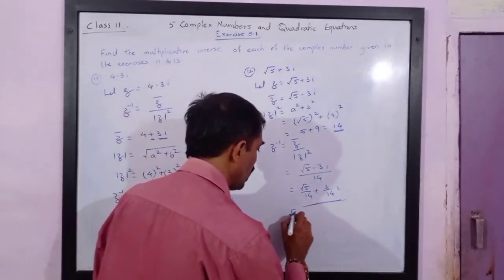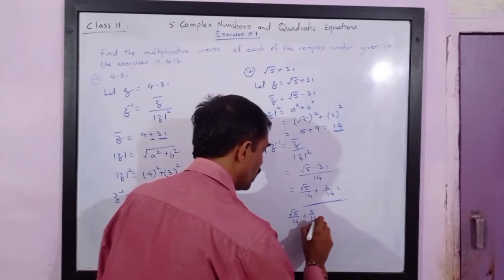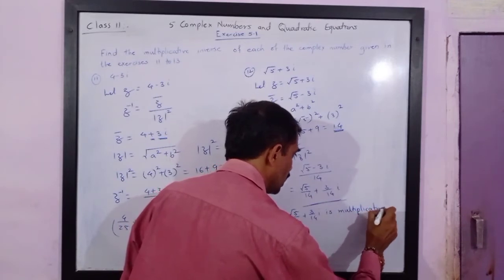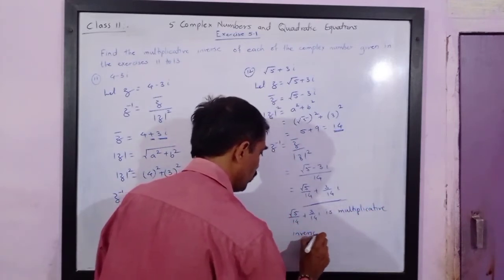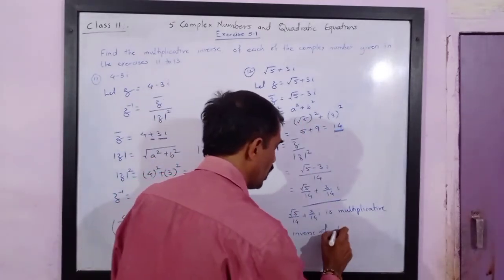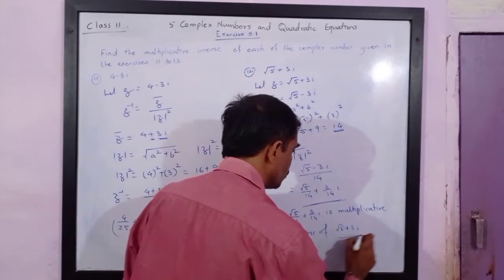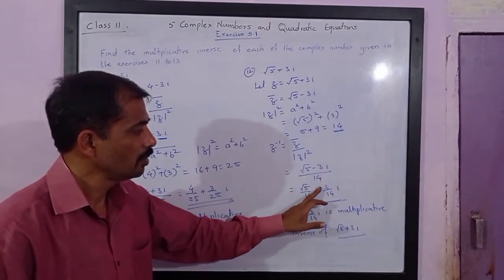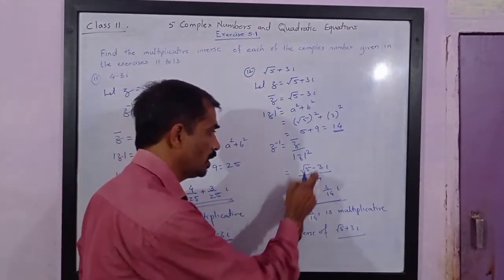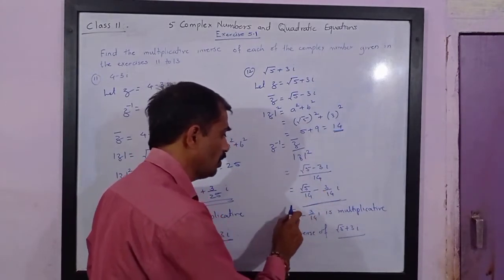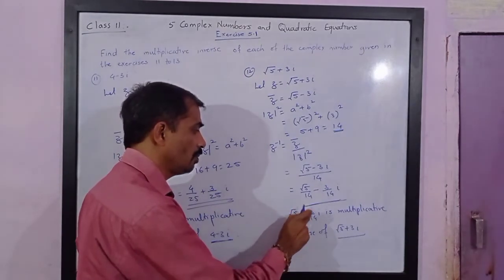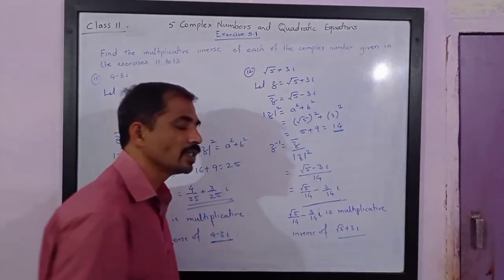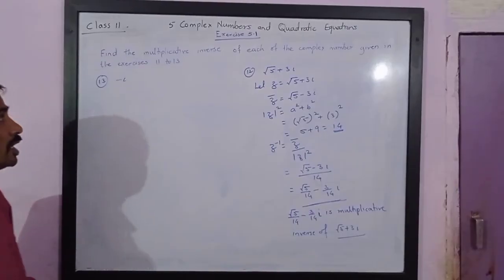Dear friends, I made a mistake here. It must be negative 3i, so we will get negative here also. So we will get root 5 upon 14 minus 3 upon 14i, this is i, is the multiplicative inverse of root 5 plus 3i.